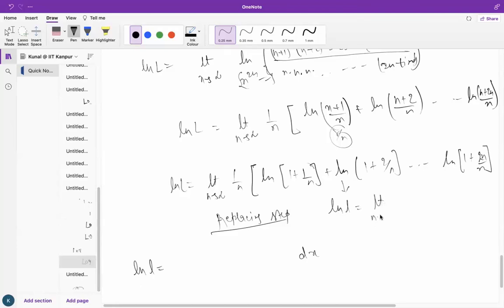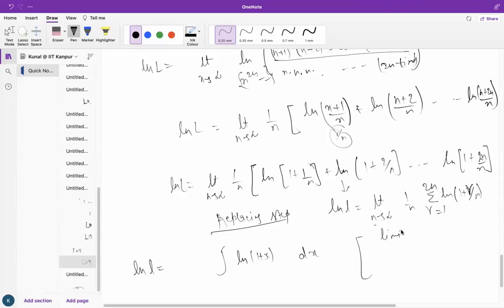Actually, I did it directly, and I'm thinking I missed something. Summation of ln 1 plus r by n, and our r varies from 1 to 2n. Okay. And we got this step, and now it's time to replace. So integration of ln 1 plus x.